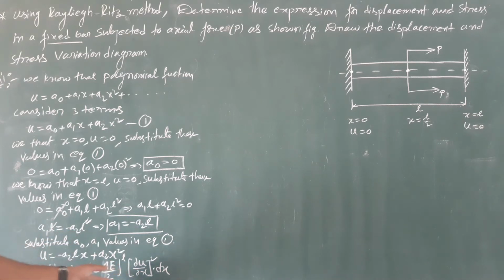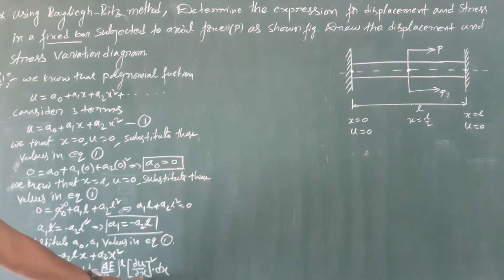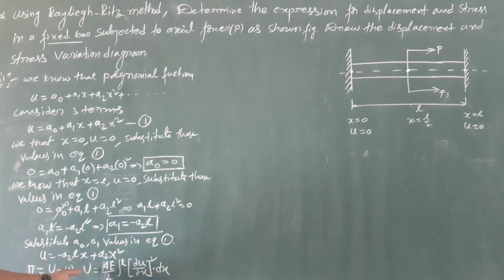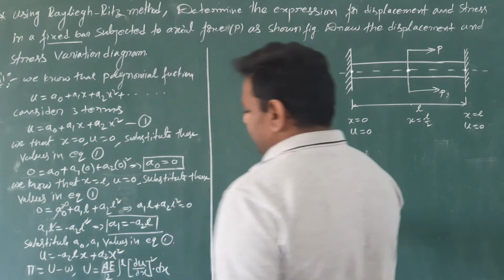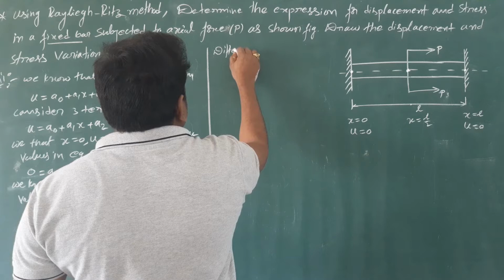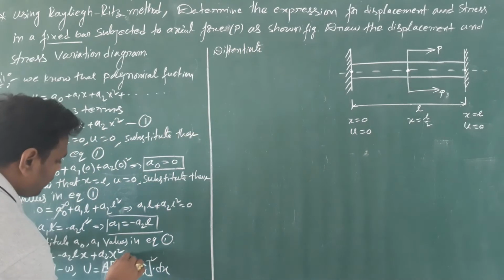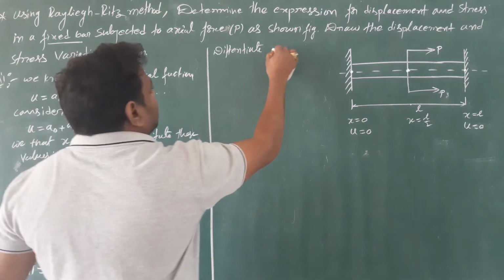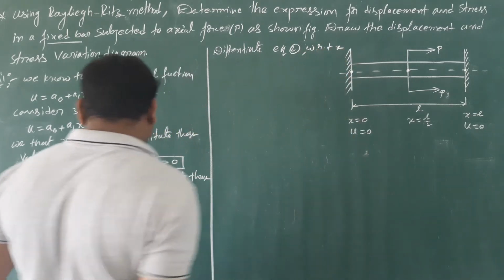Now differentiate this entire equation with respect to x. Then we will get dou u by dou x, and substitute here, then we will get strain energy. So I will do it here. Now take equation 2 and differentiate with respect to x.